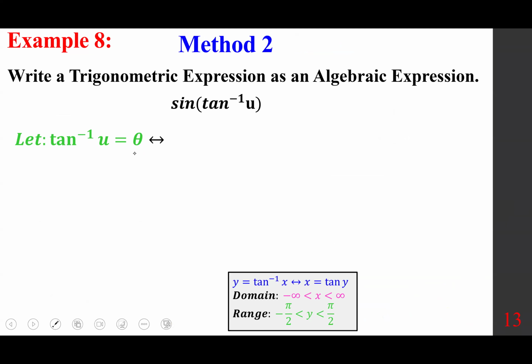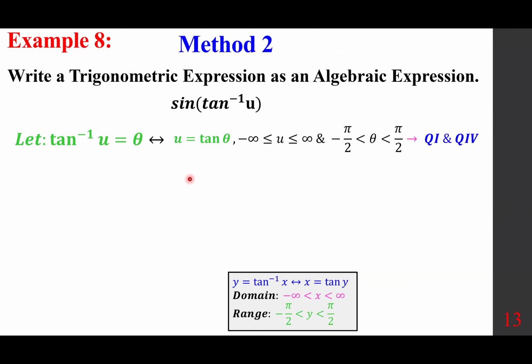We've already said this is theta, and that means u equals tan theta. We already know that. And u is between negative and positive infinity. Theta is between negative pi over 2 and pi over 2, and that gives us either quadrant 1 or quadrant 4. This is the restriction we already have for the inverse function. Okay. So we want sine of tan inverse. That means we want sine of theta. So this is established already.